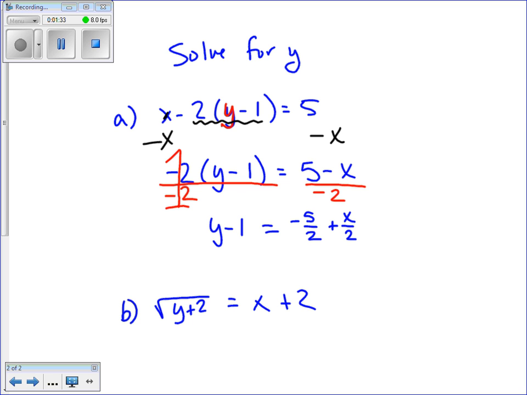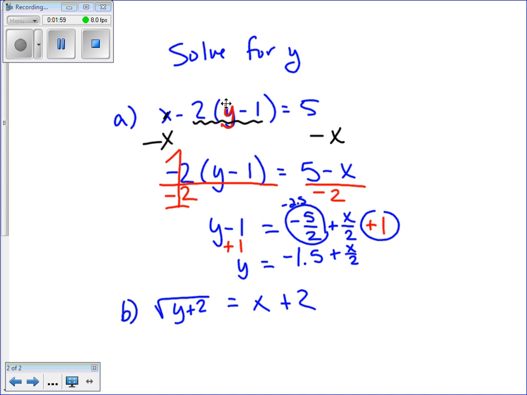And then the last step is pretty clear here. I want y alone, so I'm going to add 1 to both sides of the equal sign. And when I do that, I end up with y over here equals, and negative 5 halves can be thought of as negative 2.5. If I add 1 to that, I get negative 1.5. And that's one way of writing that answer.